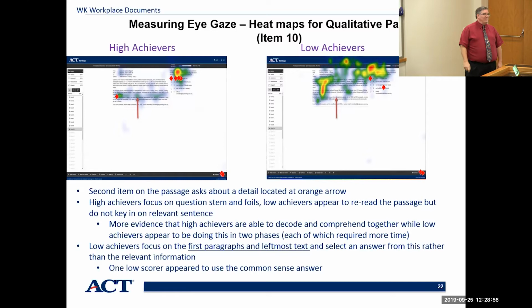The other thing that's really interesting to see is that our low scorers will oftentimes read the question and then use the common sense answer and completely ignore what's in the passage, which is not surprising to anybody who's written questions before, but again, this shows us why those are good foils, even if they don't relate back to the passage.